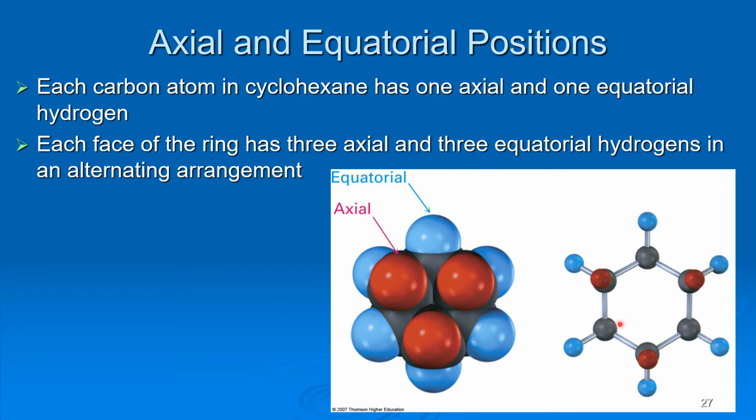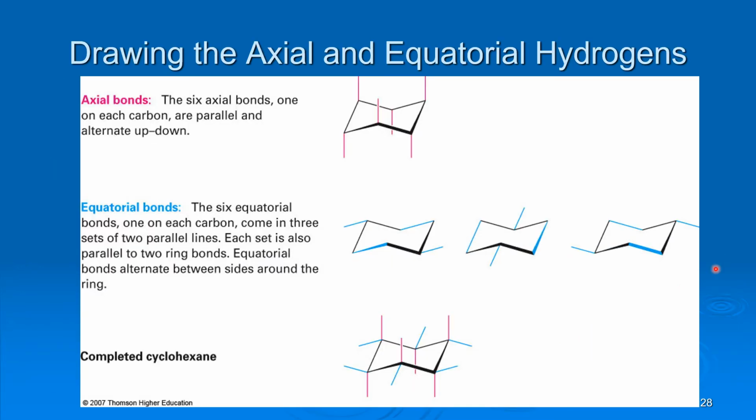And then on this carbon here, there's one going down. This carbon, there's one going down. This carbon, one going down. And then there's one around the equatorial all the way around. So here's what I was talking about before.